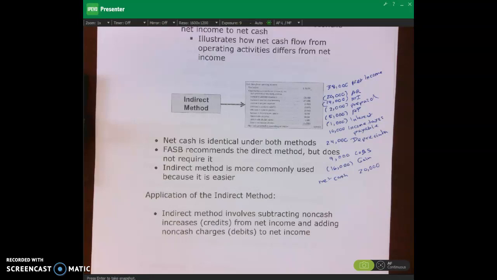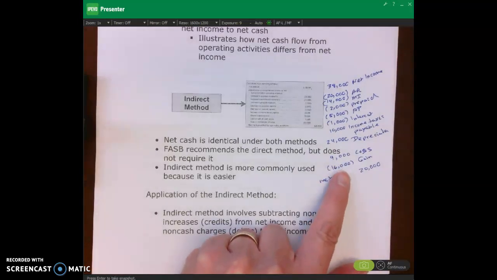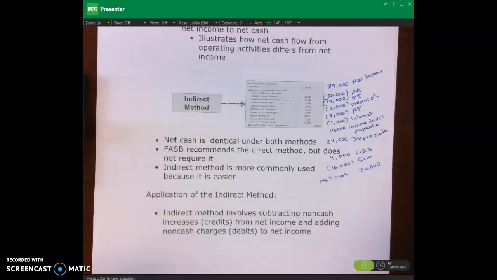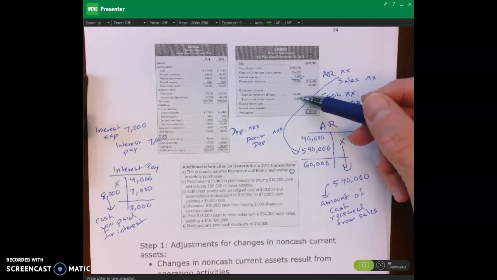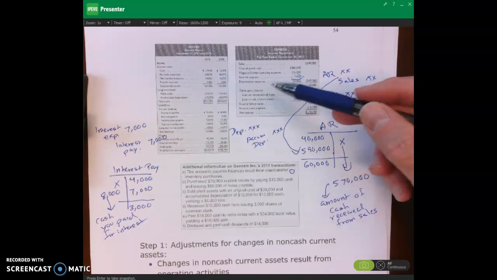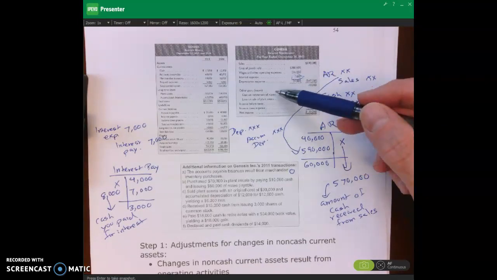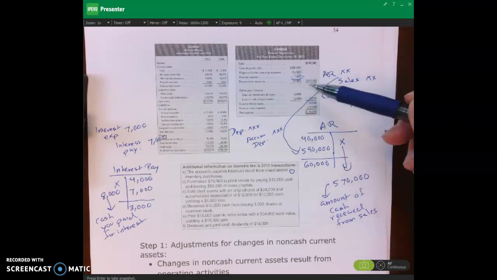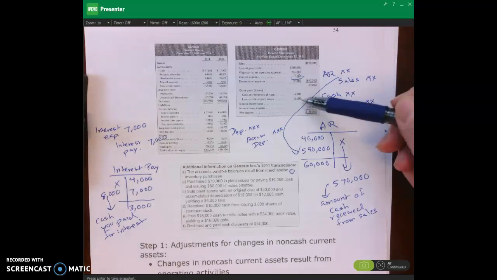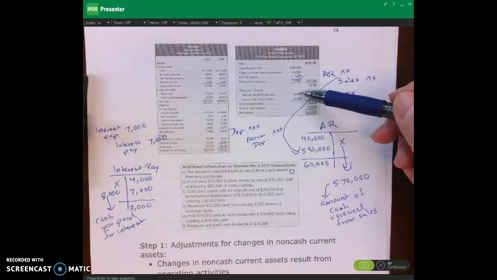Step 4 of the indirect method is to add back non-operating losses right over here and subtract out non-operating gains. Now, why do we do that? Well, we can see here's our operating gain. See? It says other gains and losses, which means it's non-operating. Gain on retirement of notes, loss on the sale of plant assets. Those would be examples of non-operating gains and losses. We will add back this non-operating loss right over there, and then we will subtract out the non-operating gain.